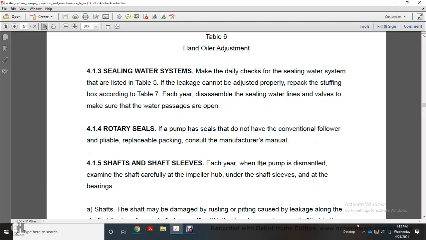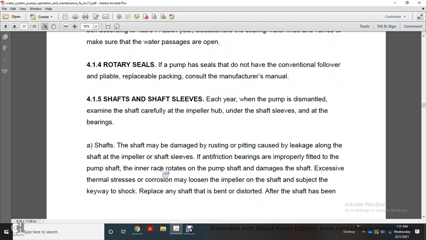Shafts and shaft sleeves. Each year, the pump is dismantled. Examine the shaft carefully at the impeller hub, under the shaft sleeves, and at the bearings. Wear of the shaft may result from pitting, a cause of leakage along the shaft at the impeller and shaft sleeve. Anti-friction bearings improperly fitted to the pump shaft may let the race rotate on the shaft. Damage to the shaft, except for thermal stress corrosion, may loosen the impeller on the shaft, subjecting the key to the weight of the shock.